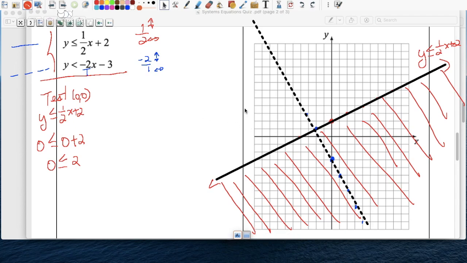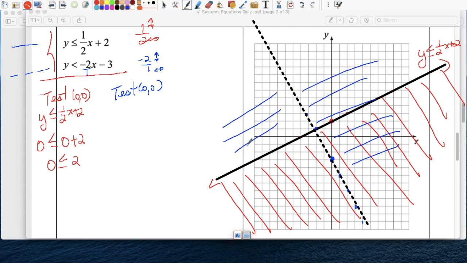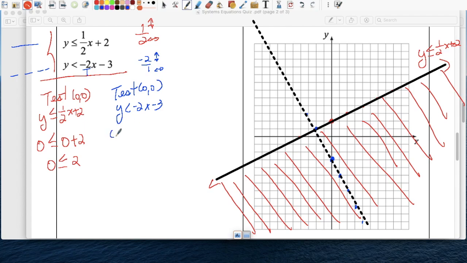Okay, so now I'm going to change colors to blue. We're going to test 0, 0 again. So we're going to go either this side of the dashed line or this side of the dashed line. We have to decide, and that's why we want to test. So let's test 0, 0. Replace y and x with 0, so we get 0 less than 2 times 0 minus 3, and 0 is less than negative 3. Is that true?